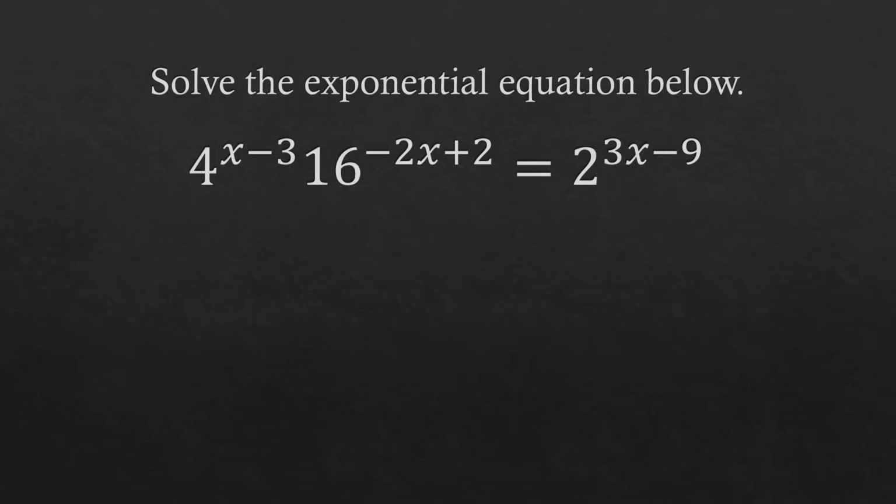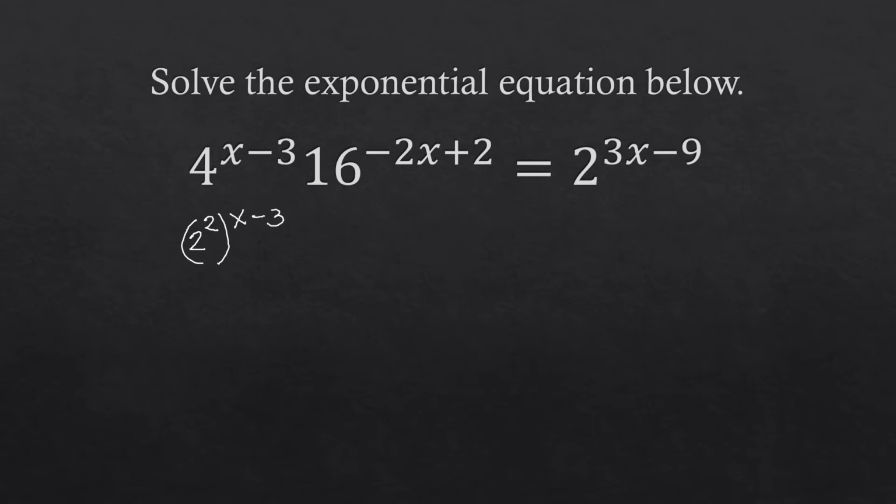Now, notice 4 and 16 can be expressed in terms of base 4, but if you check the right side, it has base 2. So it's not going to be base 4, it's going to be base 2, because your 4 can be expressed in base 2, and your 16 can also be expressed in base 2. So let's express every base there in base 2. For 4, we have 2 times 2. That means we have 2 to the power of 2 as your 4, and we still have our exponent, which is x minus 3.